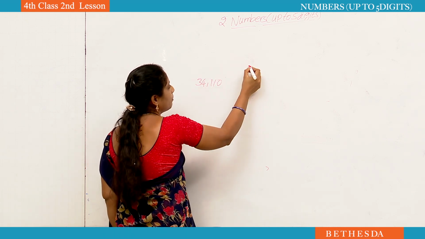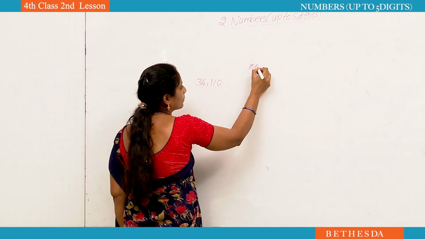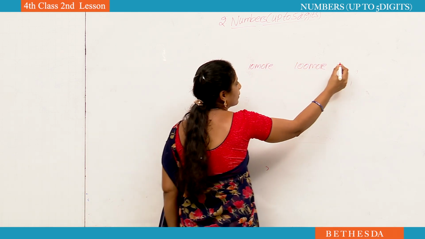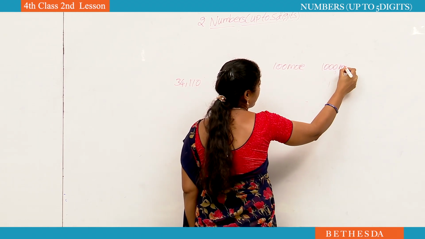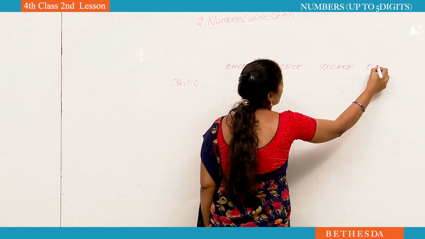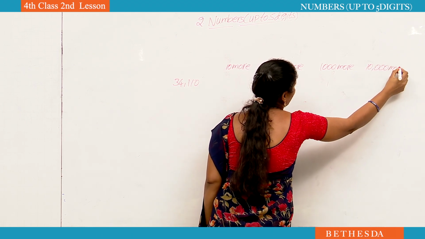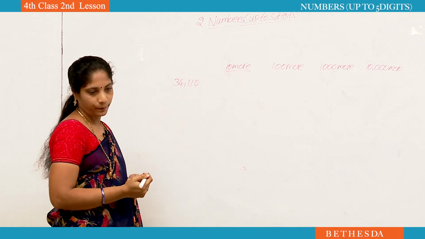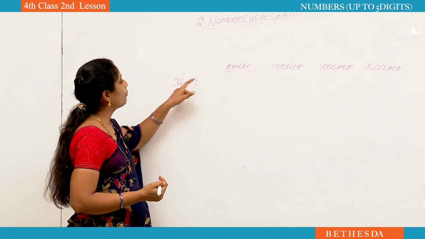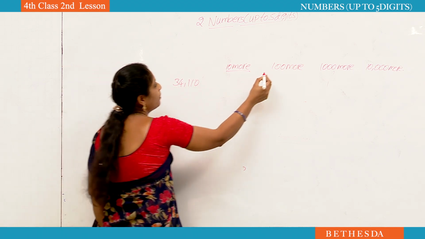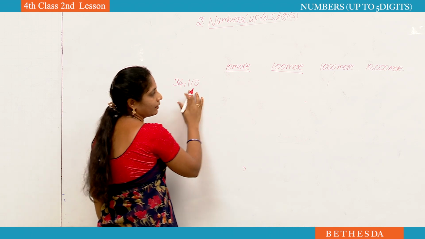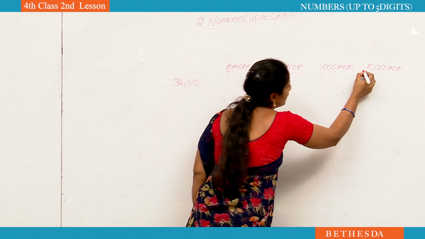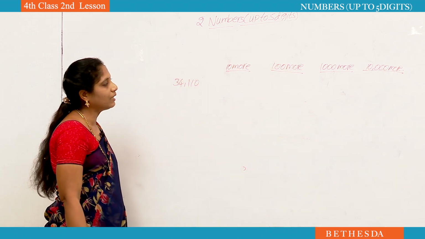34,110. For this number, we have to find out 10 more, 100 more, 1000 more, 10,000 more. Very easy, you can observe here. 10 more. More means we have to do addition. Means for this number we have to add 10. 100 more means for this number we have to add 100. 1000 more means we have to add for this number 1000. 10,000 more means we have to add for this number 10,000.